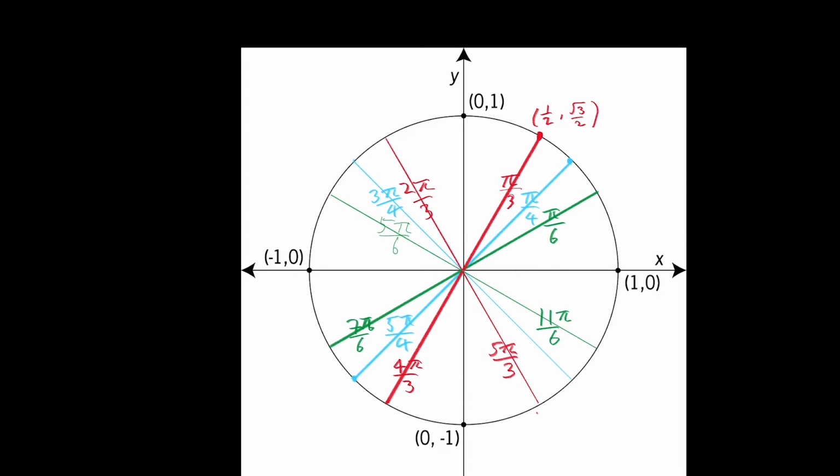For pi on 4, we found that the x and y coordinates were the same, 1 over root 2 for the x component and 1 over root 2 for the y component. For pi on 6, we found that the coordinate for this point here was root 3 over 2 for the x component and 1/2 for the y component. Now, if we were to draw a horizontal line across, it does look like that horizontal line would intersect the y-axis at y equals 1/2. So that's a nice visual indicator to say that we're on the right track.